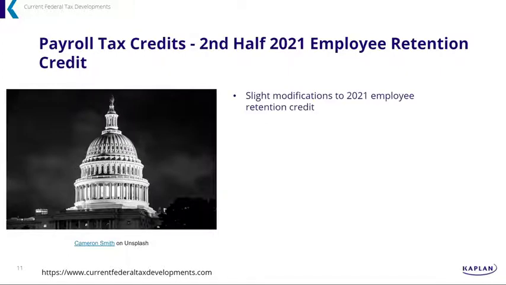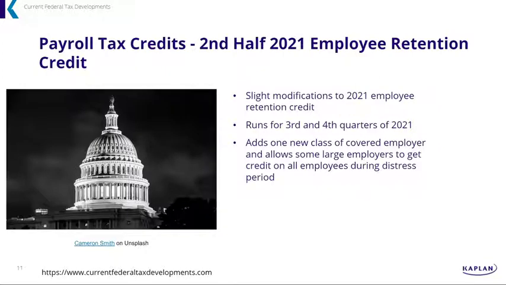We also have a changed employee retention credit for the second half of 2021. We're making some slight modifications to the employee retention credit we have for the first half of the year, which we discussed last week. It does run for the third and fourth quarters of 21. So this takes effect July 1st after the current ERC goes away. It adds one new class of covered employers and allows some large employers to get the credit on all employees during the distress period.